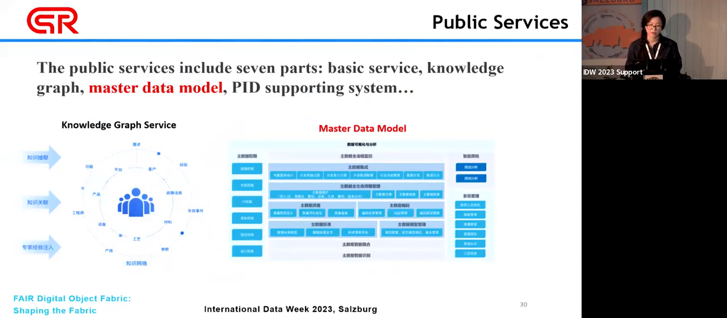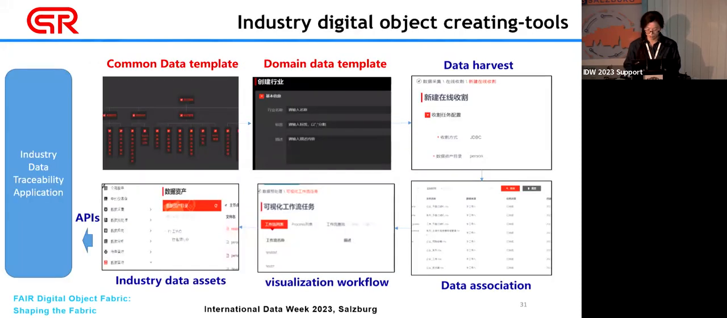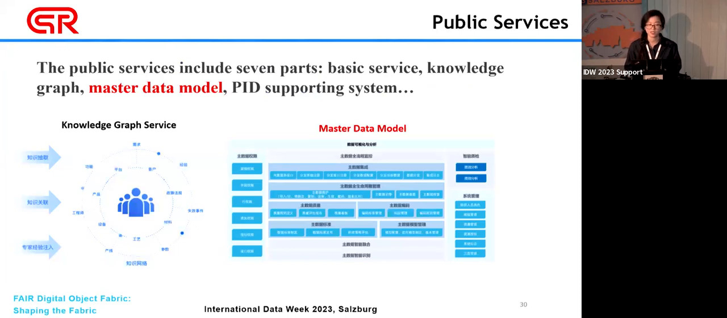The public service that we are doing is supported by a national government project. There are seven parts of the basic service here, and I would like to highlight two parts. The first is a knowledge graph service, and the second is the meta master data model. In the master data model, we build some industrial data fabrics here, and the FAIR digital objects. And we have also delivered our protocols, such as DOIP, which is used as the support component for the industrial scenarios.